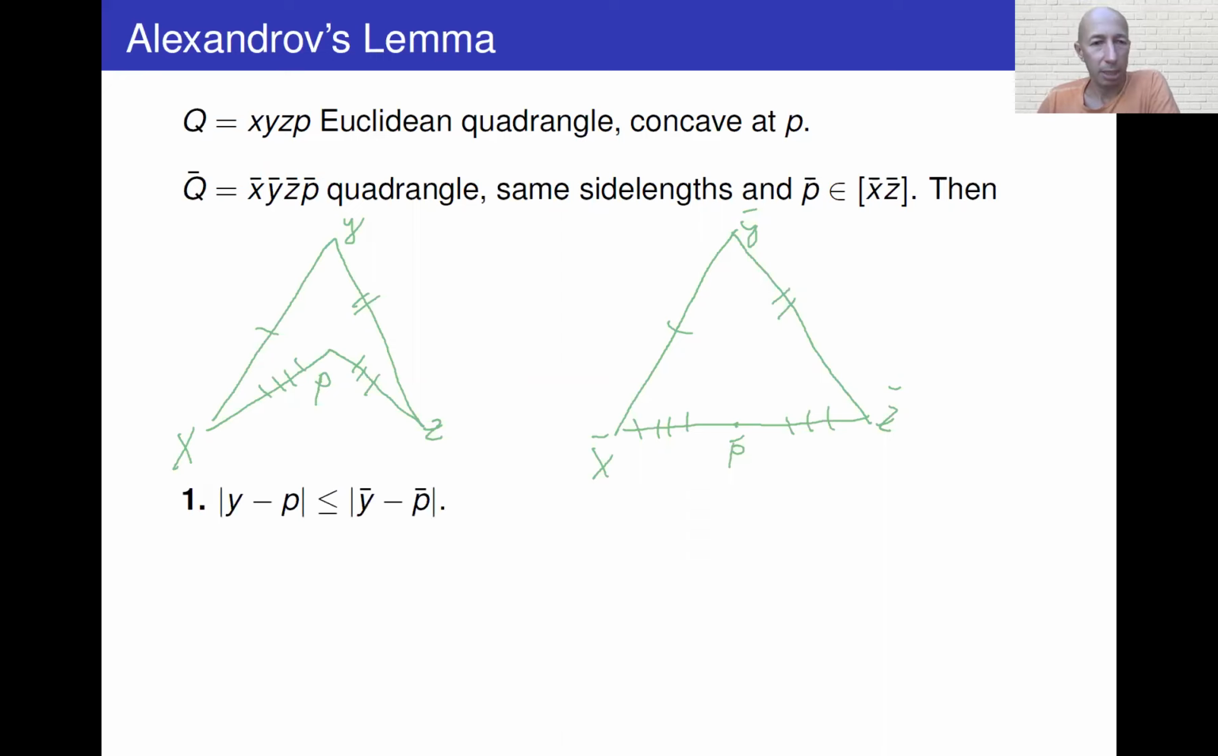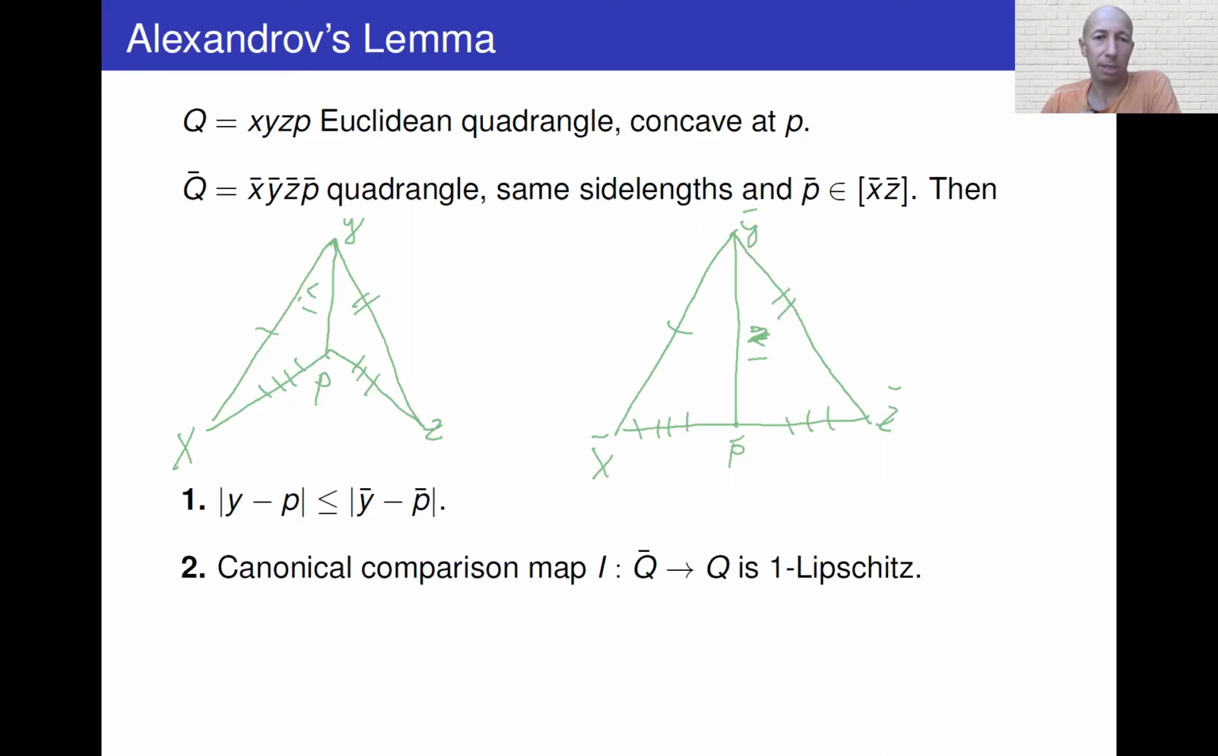So the easiest statement is that the distance between Y and P, and Y prime and P prime: on the right hand side it's larger, and on the left hand side it's shorter. So it's kind of obvious if you think about it, but the correct proof really needs some lines. Now there is a strengthening of this statement, and it's the following.